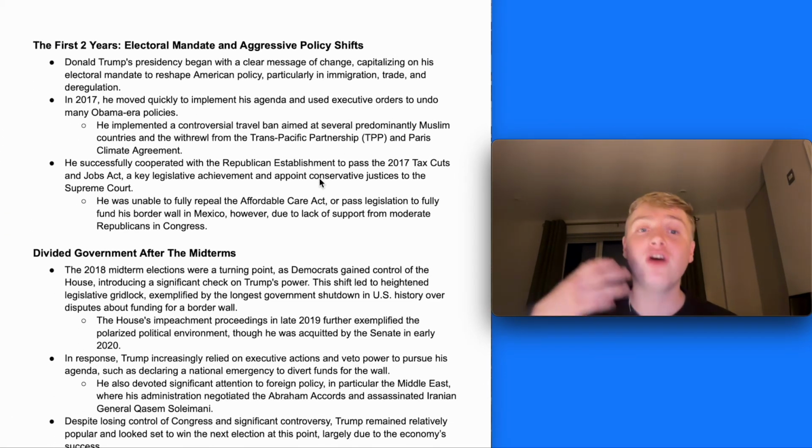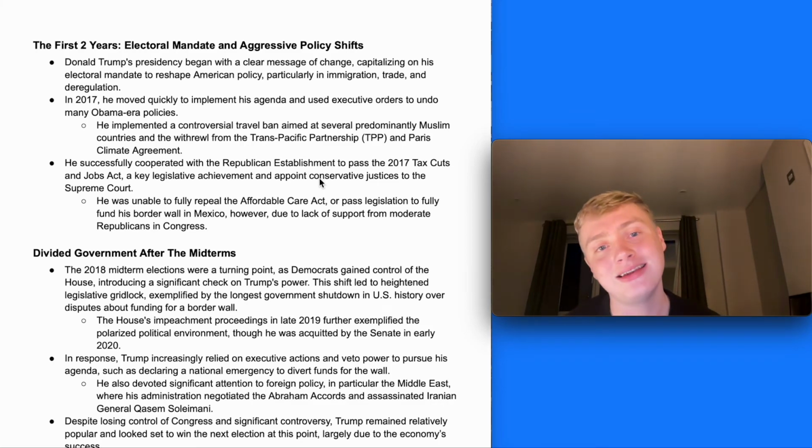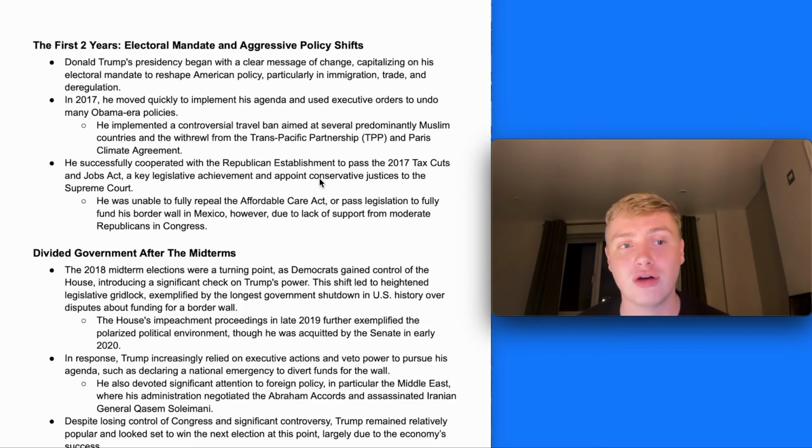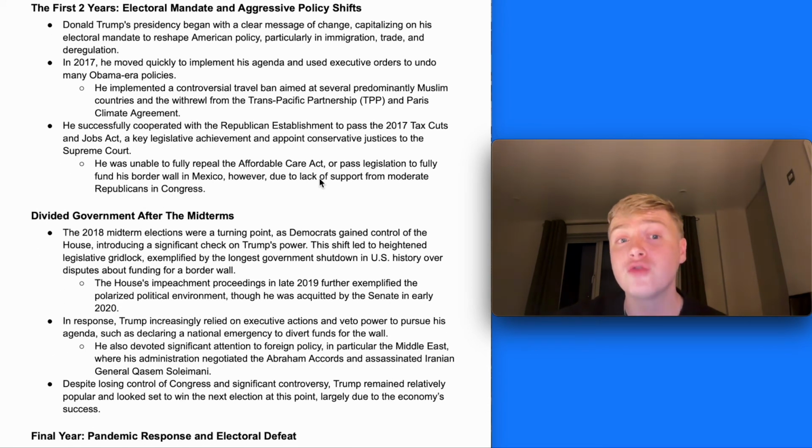Moving on to Trump now. In the first 2 years, he had a strong electoral mandate and used this to instigate aggressive policy shifts. His presidency began with a clear message of change, capitalising on the electoral mandate to reshape American policy, particularly in immigration, trade, and deregulation. In 2017, he moved quickly to implement his agenda and use executive orders to undo many of the Obama-era policies. You saw him remove the US from the Paris Climate Agreement, and he also implemented a controversial travel ban aimed at several predominantly Muslim countries.